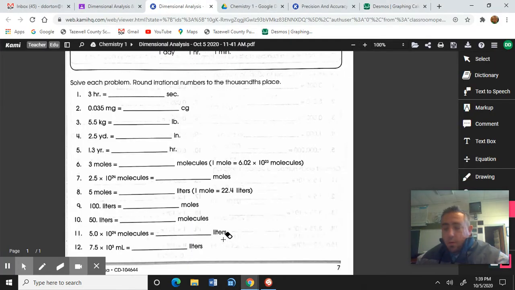Okay. So that problem was 0.035 milligrams equals how many centigrams? All right. Let me use a different color here, just so we can keep track. We'll do the Clemson colors here. How about that? Hopefully you can see it.